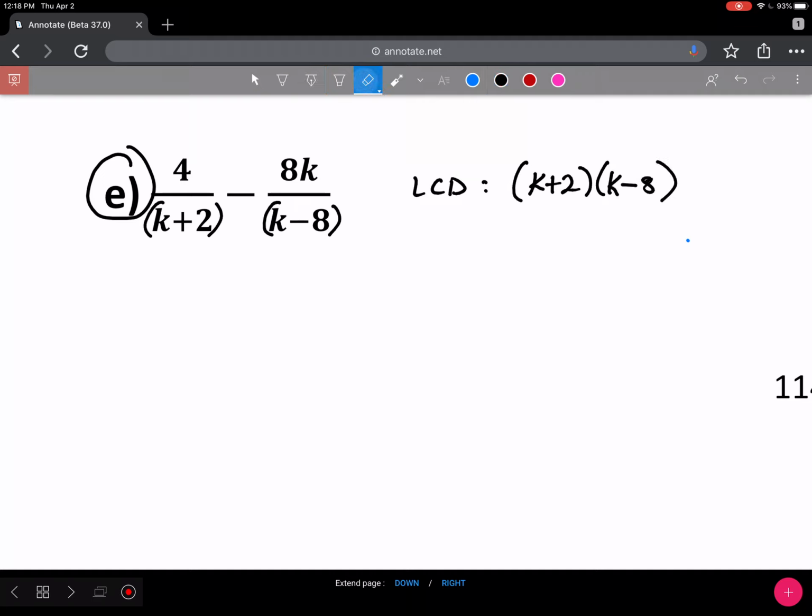This process always works, and then it's kind of like a game. It's like, what does this denominator have that that denominator is missing? So this denominator will need a k plus 2. Whatever you do to the bottom, you do to the top. The other denominator needs a k minus 8. Whatever you do to the bottom, you do to the top. And then you see here that we're just going to take this product minus this product, all divided by the LCD, and then you can move forward that way.